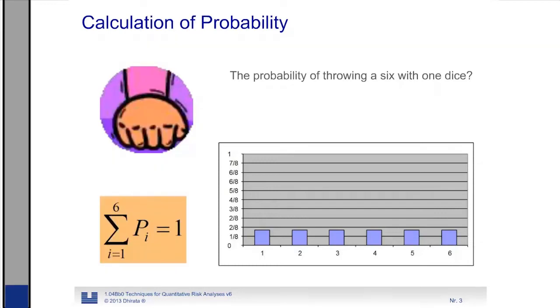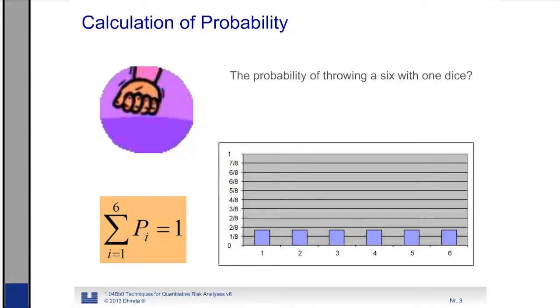We have a formula. When we add up the 6 probabilities together, we always get a chance of 1, or 100%, which is actually the same.